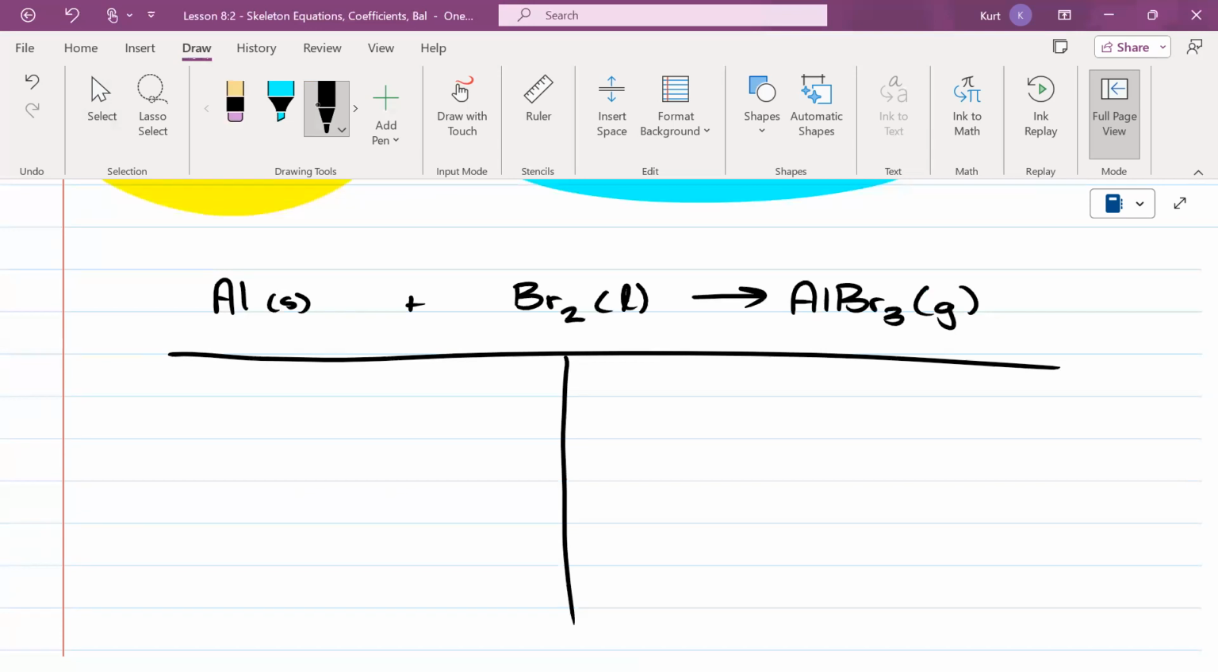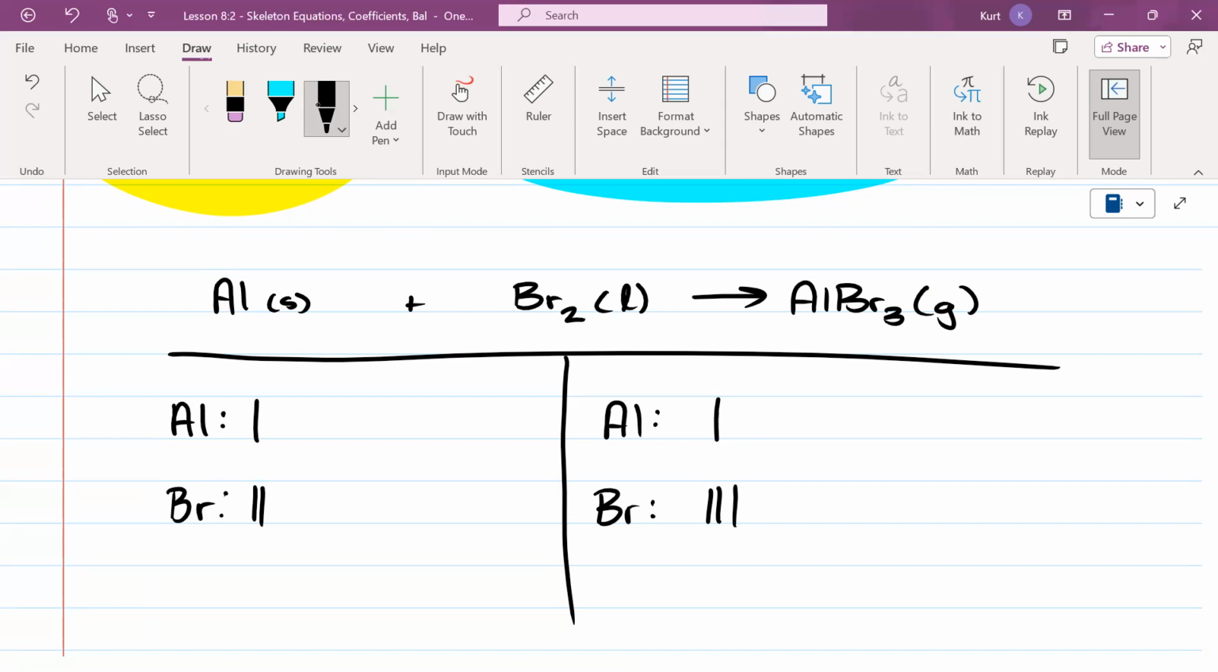I want to do something called a scoreboard. I want you guys to write down the atoms that are present in both sides. And I want you to write a tally for everyone that is present, okay? So Madeline, how many aluminum atoms are present on the reactant side? And how many are on the product side? How many bromine atoms are present on the reactant side? And how many on the product side? 2 and 3. We got a problem.